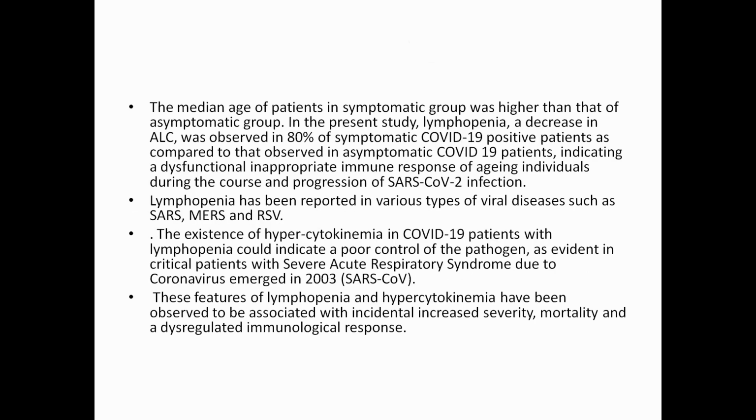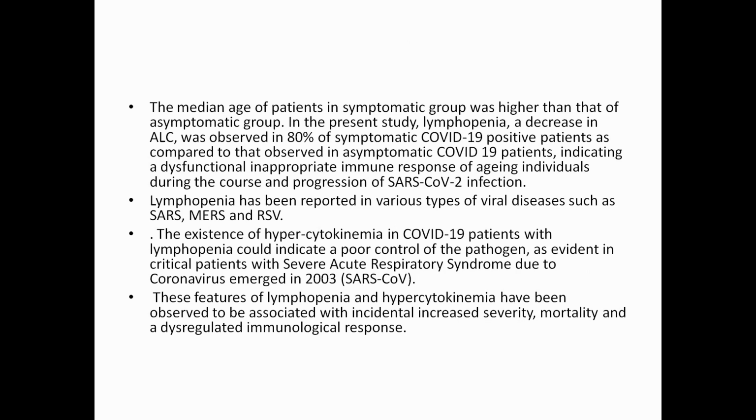So, the median age of patients in the symptomatic group was higher than that of the asymptomatic group. In the present study, lymphopenia, a decrease in ALC, was observed in 80% of symptomatic patients. Lymphopenia was reported in various types of viral disease such as SARS, MERS, and RSV. The existence of hypercytokemia in COVID-19 patients with lymphopenia could indicate a poor control of pathogen, as evident in critically ill patients with SARS, which was seen in 2013.